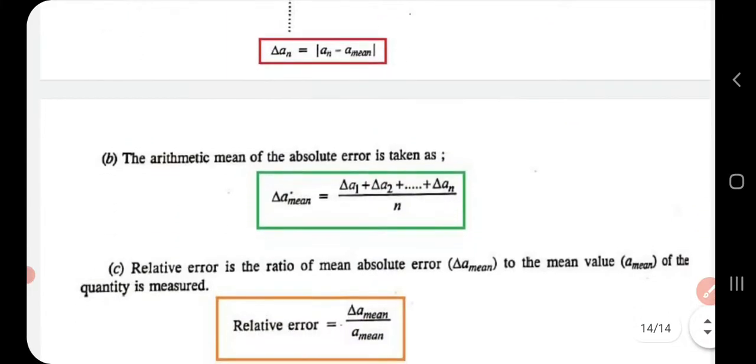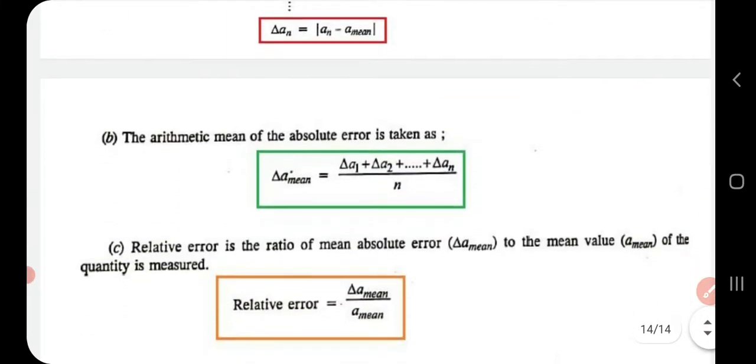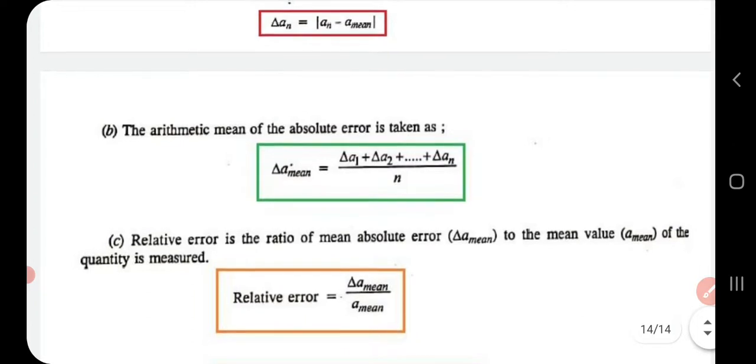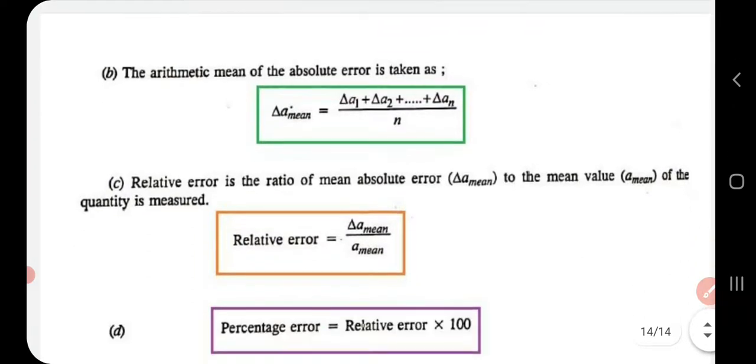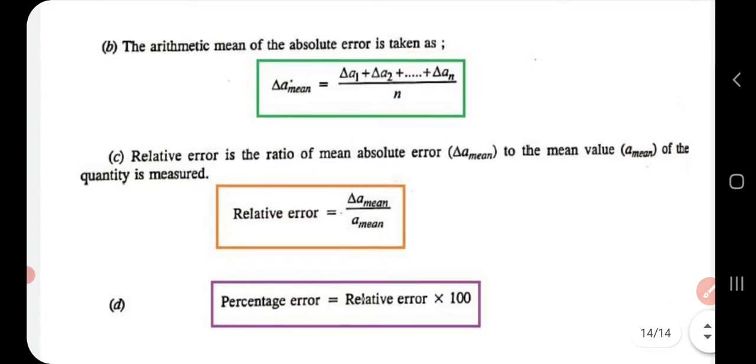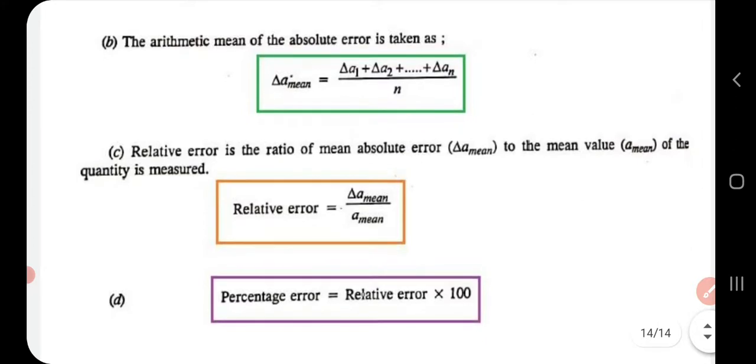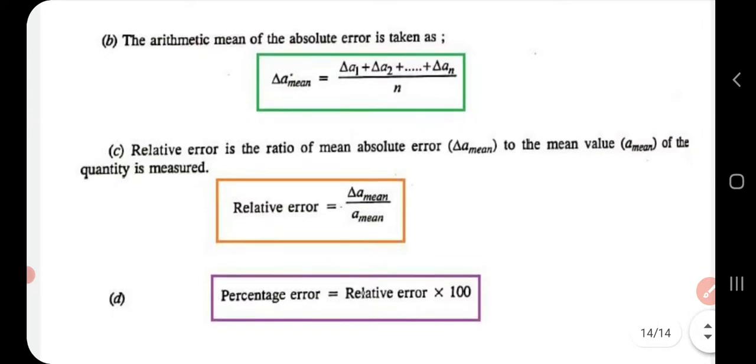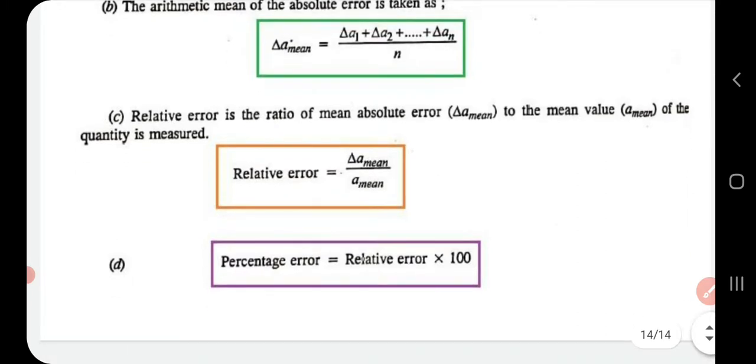Now the arithmetic mean of absolute error will be delta a mean equal to delta a1 plus delta a2 up to delta an by n. Relative error is defined as the ratio of the absolute error, that is delta a mean, to the mean value of the quantity measured, a mean. Percentage error is relative error into 100.